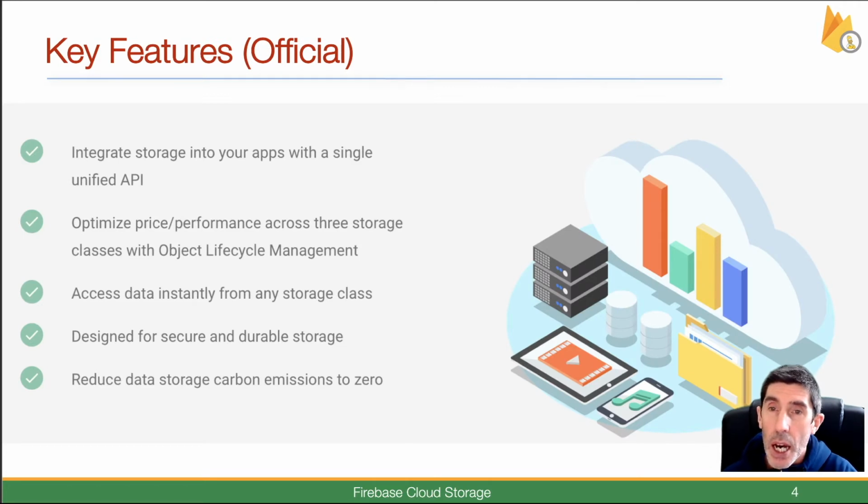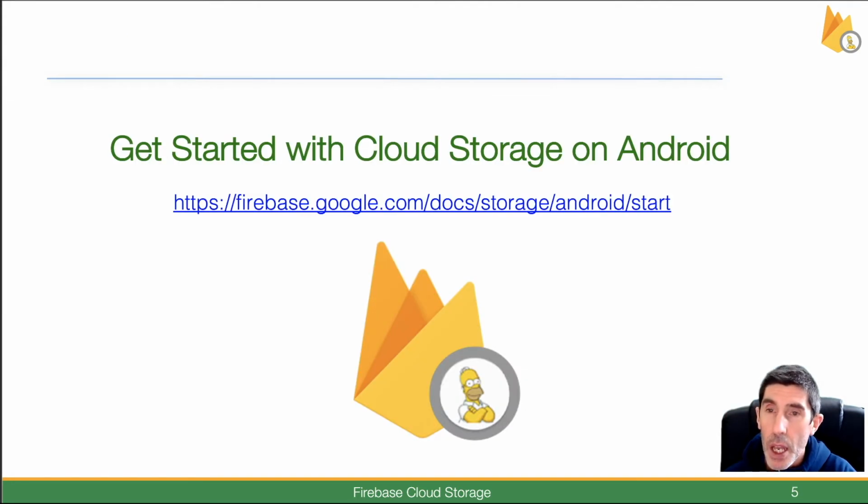Okay. Some of the key features, again from the official docs: integrate storage into your apps, sorry, with a single unified API. Optimize your price performance across 3 storage classes with object lifecycle management. Access data instantly from any storage class, designed for secure and durable storage, and reduce data storage carbon emissions to 0. Okay, so a little bit of the old green footprint there as well.